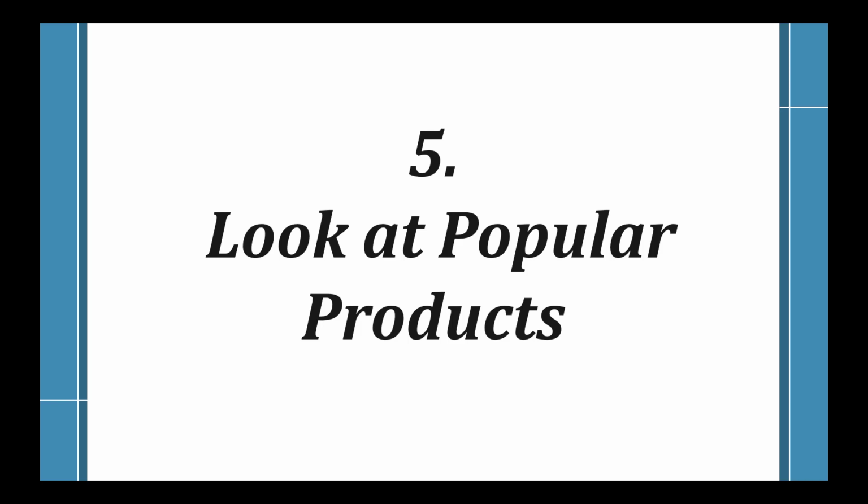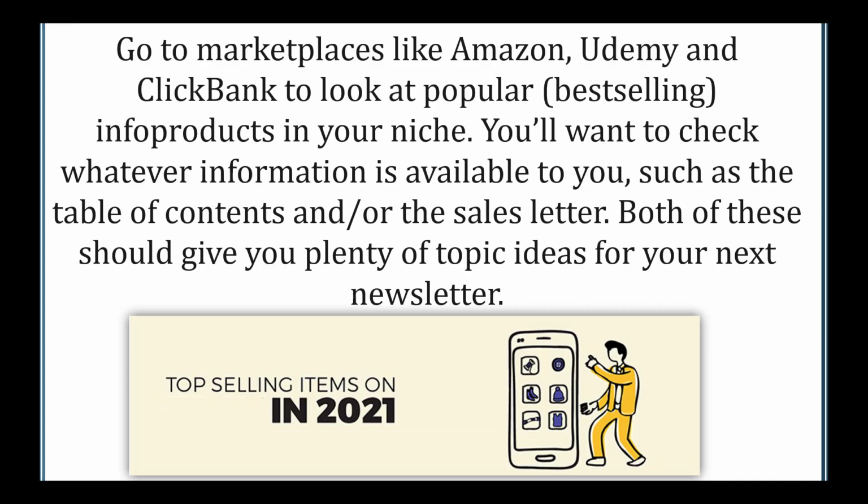Number 5, look at popular products. Go to marketplaces like Amazon, Udemy, and ClickBank to look at popular or best-selling info products in your niche. You'll want to check whatever information is available to you, such as the table of contents and or the sales letter. Both of these should give you plenty of topic ideas for your next newsletter.